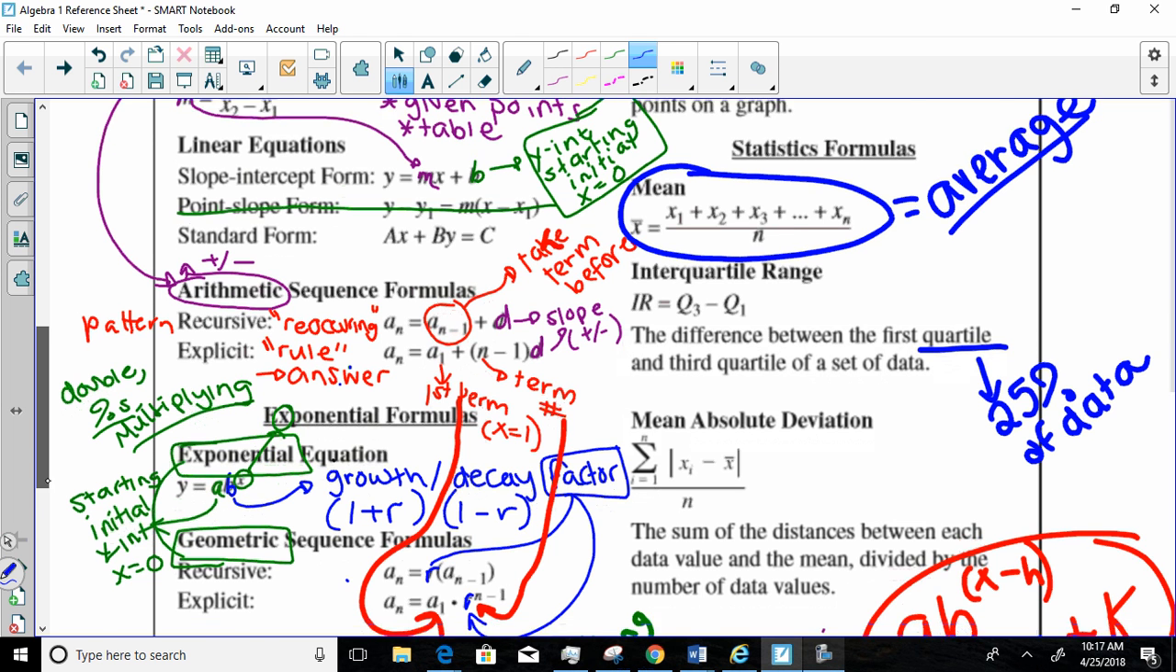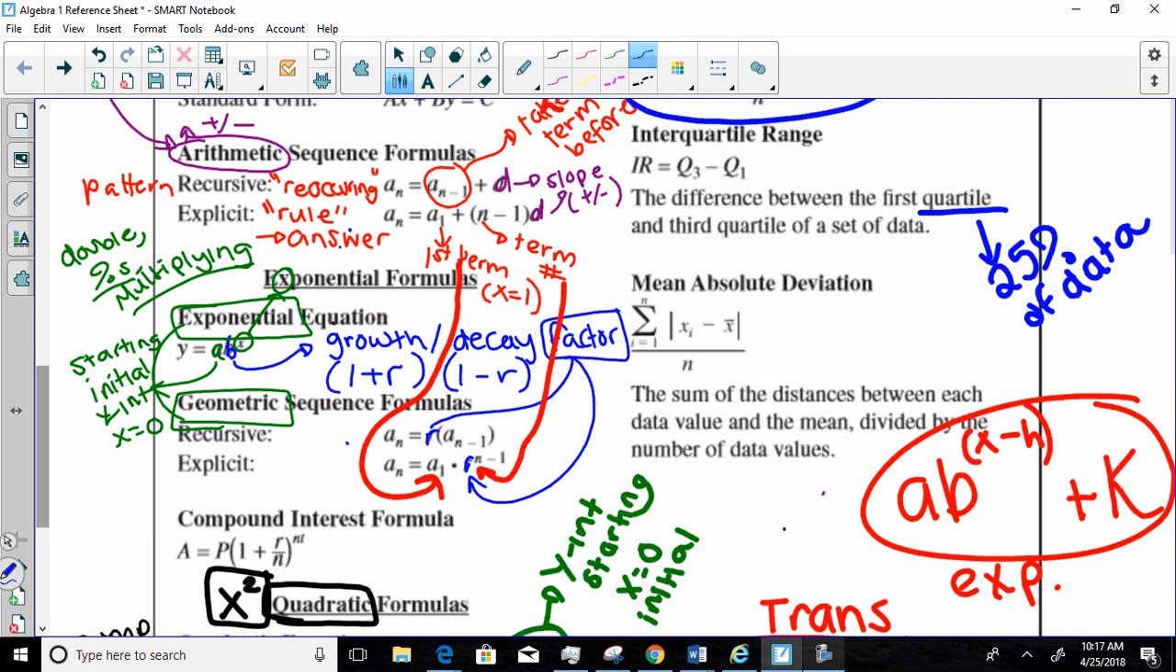Last one's mean absolute deviation. So we went over this, but it basically tells you take the sum, and we're going to be going over this again on Thursday during Flex, so if you don't remember it, we'll go over it. It's telling you take the sum. What does sum mean? Adding. And this thing right here means sum. Take the sum of the distances. What does distance mean I'm doing?